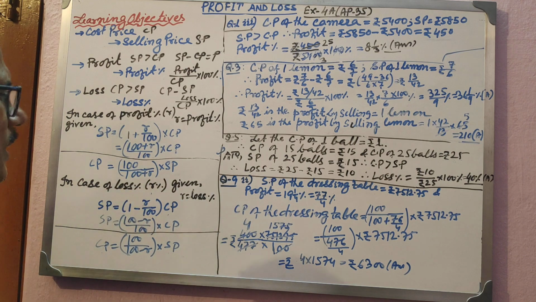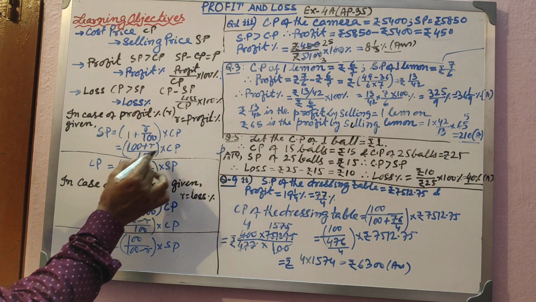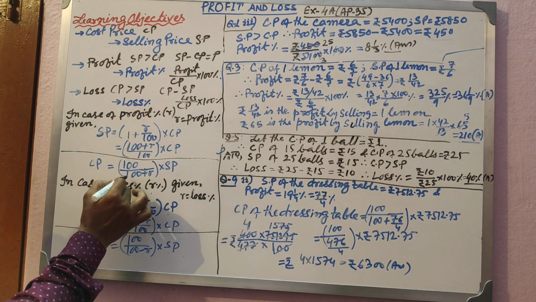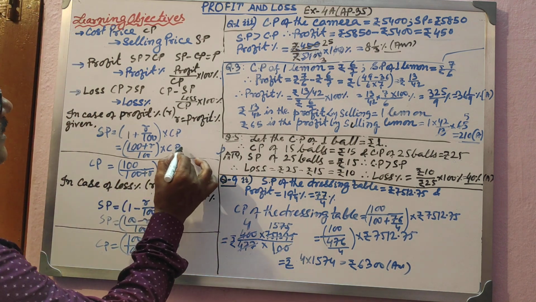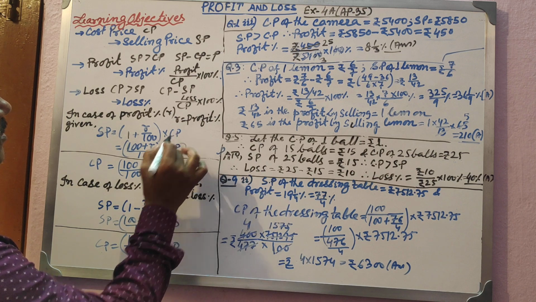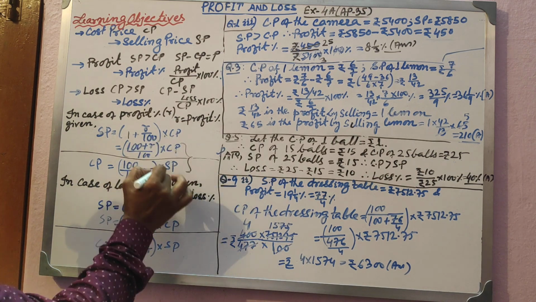Could you understand? How will you find out the CP? From this formula you can very well take out CP is equal to 100 by 100 plus R into SP. Could you understand? So you must remember these two formulas, especially if you do not remember that one. Otherwise this and this you remember.